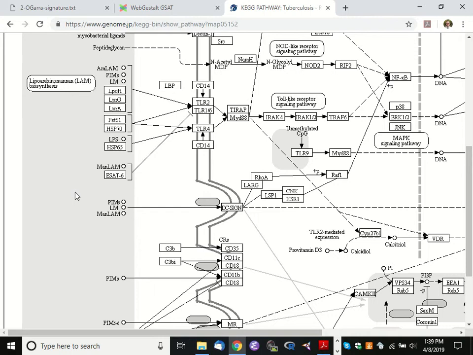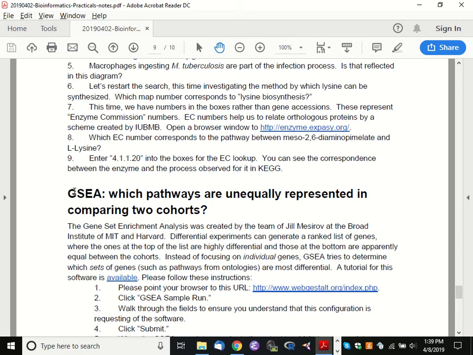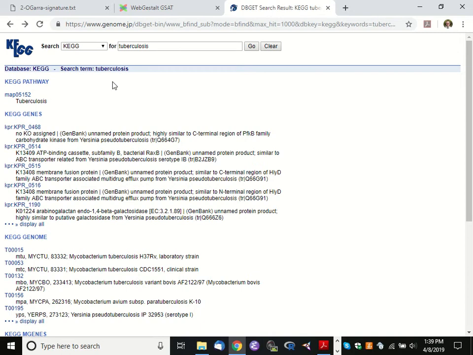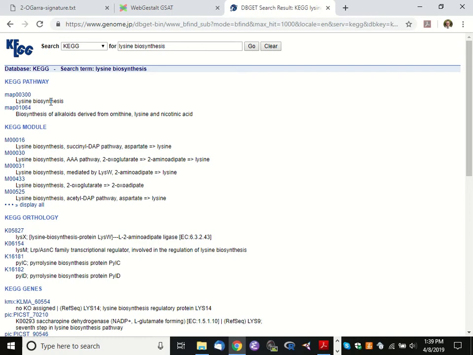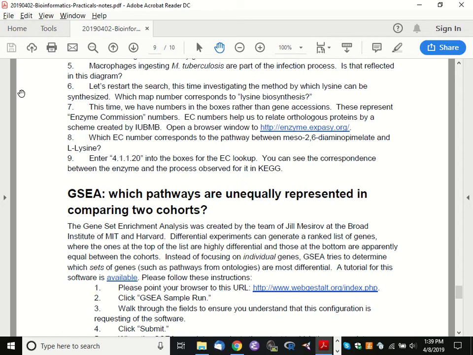Okay, so to return to our directions, we wanted to look at a process called lysine biosynthesis. In this case, we are going to manufacture some lysine through this process of lysine biosynthesis. All pretty straightforward there. Let us click on go, and again, we get in this case two different pathways back. I believe I specified map number 300, but let me check my directions here. Yeah, which map number? Okay, this time we have numbers in the boxes rather than gene accessions.